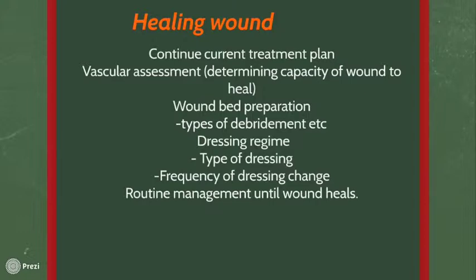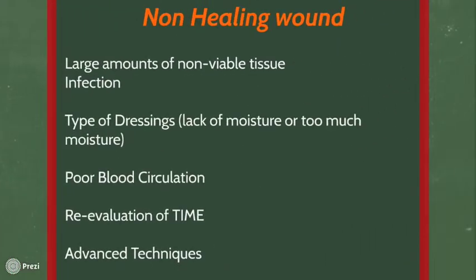As mentioned before, the type of dressing depends on the wound and patient's needs with specialist considerations. This should also be done with regular checkups and follow-ups for the patient to ensure that the wound is healing correctly. If a wound fails to heal, there will be large amounts of non-viable tissue, infection, and the type of dressing would have been poor, with increased or decreased moisture availability and poor circulation. As there are various reasons as to why a wound may not heal, it is important to reevaluate the TIME management principle and the current management plan itself.